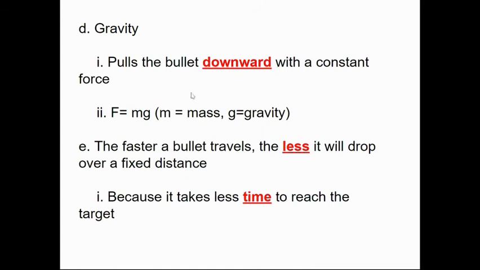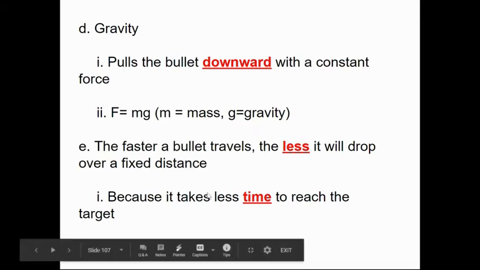Gravity is going to pull it downward. There's a formula that explains the force of gravity here as well, and the effect that that would have. So we could do calculations on that. We're not going to. The point here is simply that it exists and we could figure that out, and this is a known thing. The faster a bullet travels, the less it's going to drop over a certain distance.